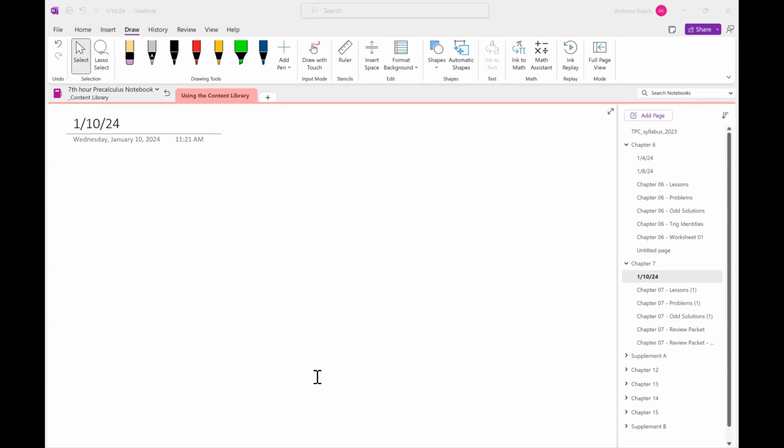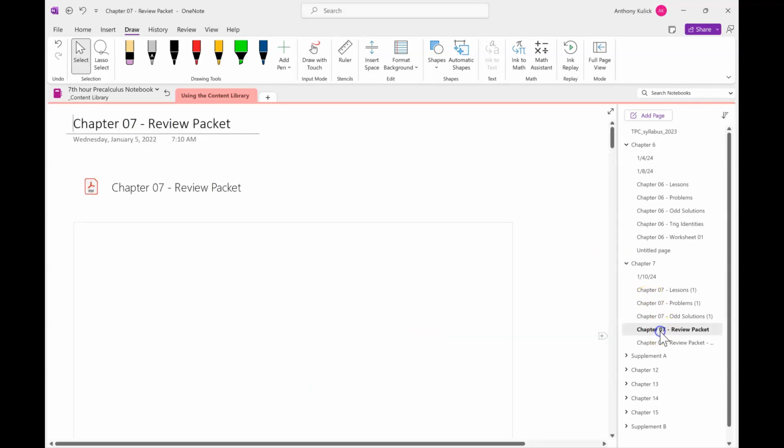Hannah. Number 10 from the worksheet. 10 from the worksheet. Sure.